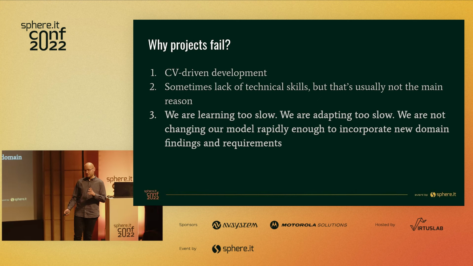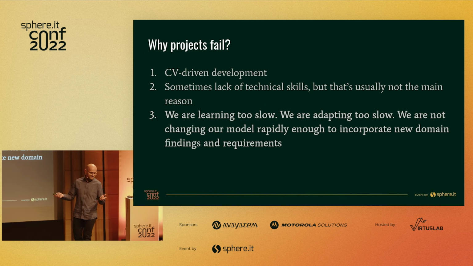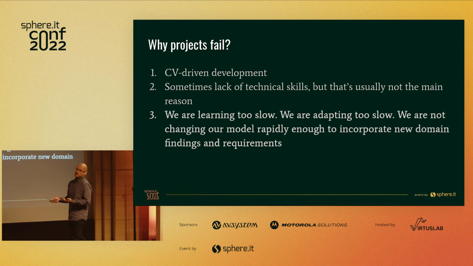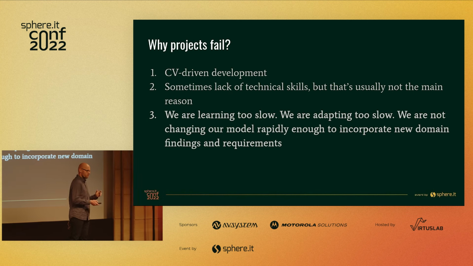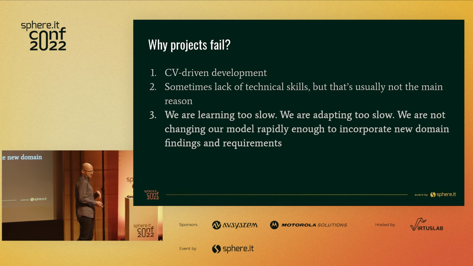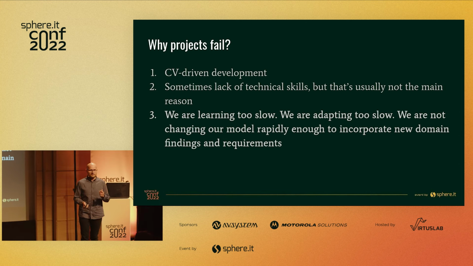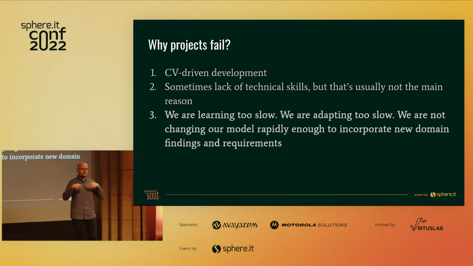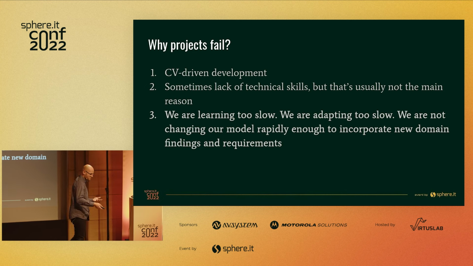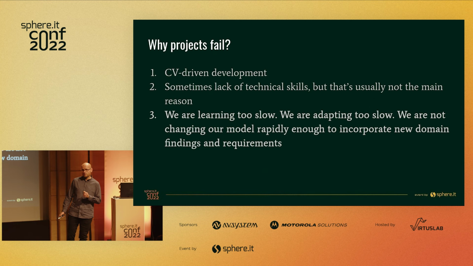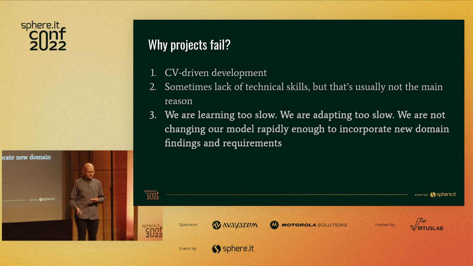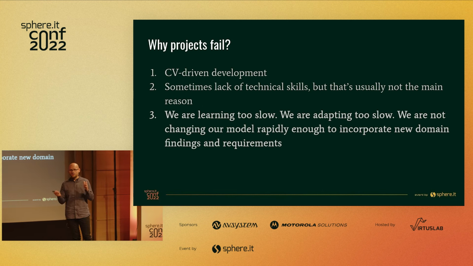it's usually not the main reason. The second reason might be something like lack of technical skills. But again, you can always learn technical skills. So it's not so extremely important. And in my opinion, the main reason is that since development is about learning and experiencing and experimenting with stuff, we are simply learning too slow. That's, in my opinion, the main reason. We are adapting too slow. We are not changing the model rapidly enough.